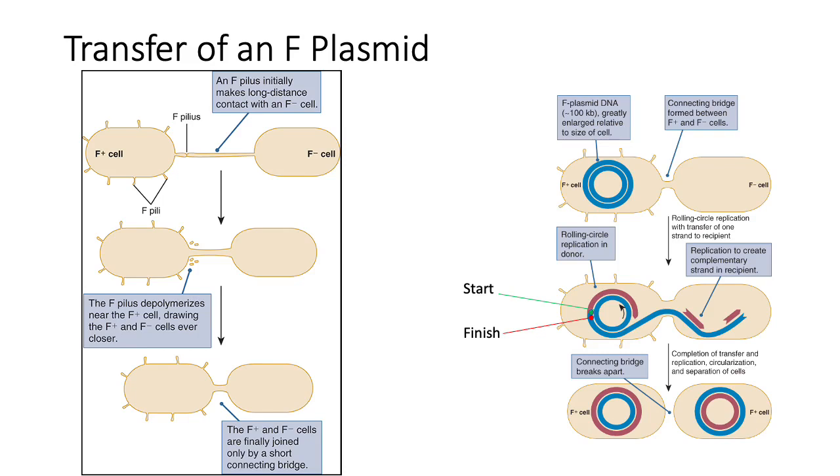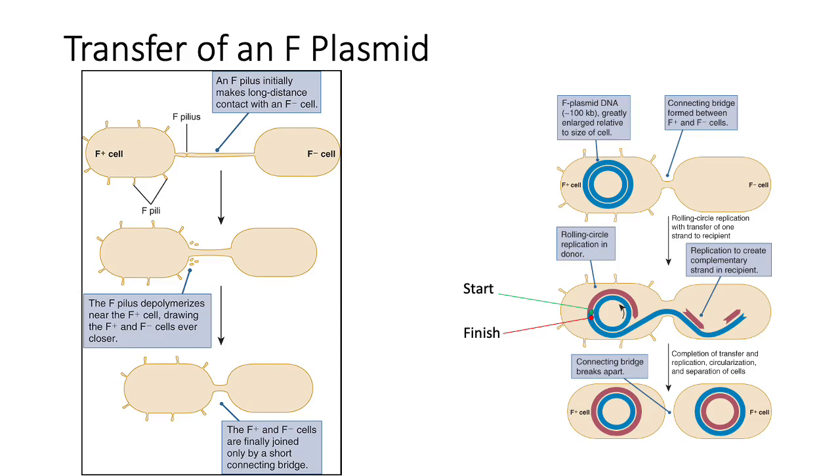now you have a copy of the F plasmid in what was originally an F minus cell, and now you have two F plus cells. So that is, you're just making a copy of the plasmid through DNA replication. That's all you're doing. It's just that one strand is being synthesized in this cell, and one strand is being synthesized in that cell. And what you're looking at is semi-conservative DNA replication across two different cells.